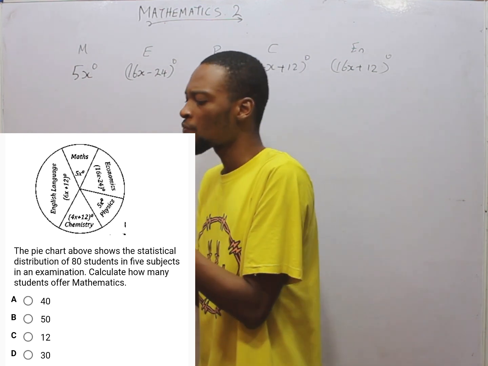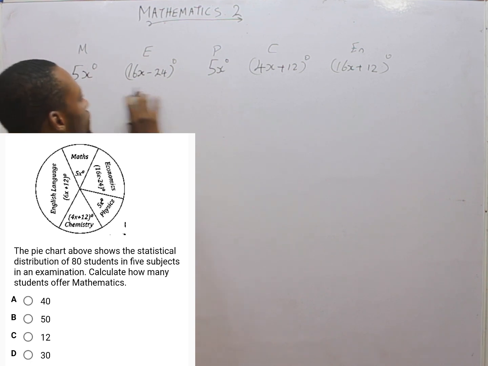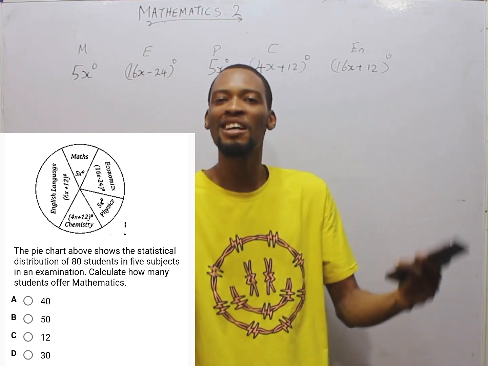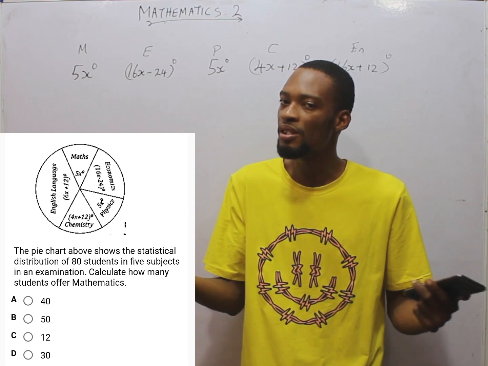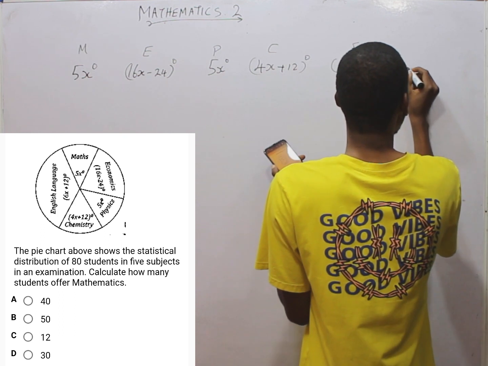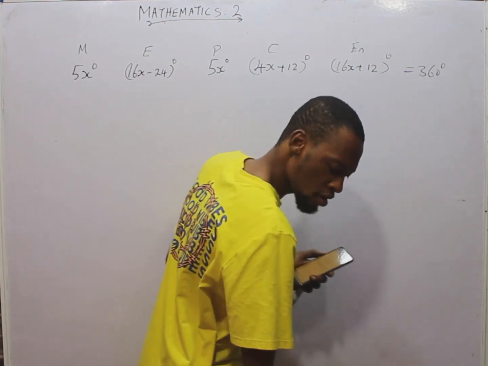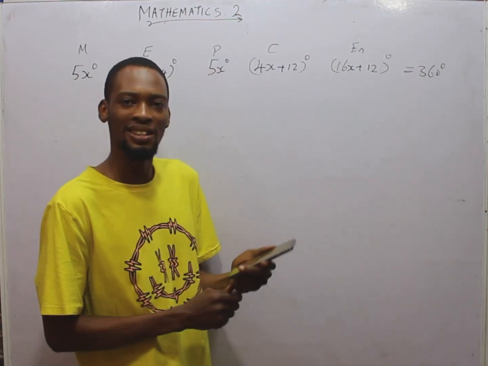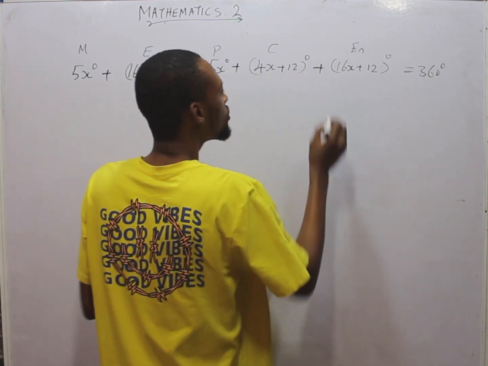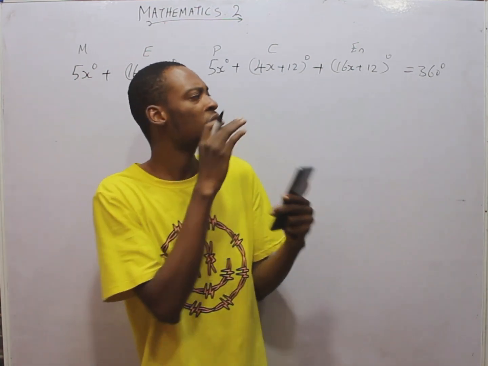Looking at mathematics, the angle mathematics represents is simply 5s degrees. And we have different angles. Take a look at something. The sum of angles in a circle is 360 degrees, meaning all the angles here should be equal to 360 degrees. What should equal 360 degrees? The sum of the angles. Sum simply means addition, which implies that if we add everything here, we should get 360 degrees.